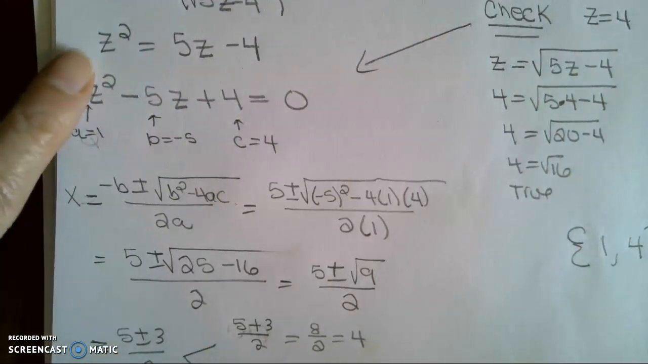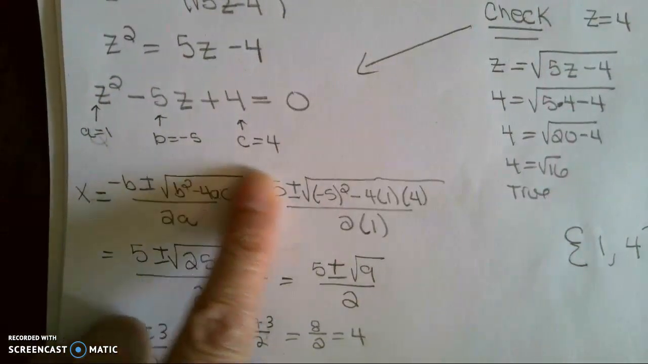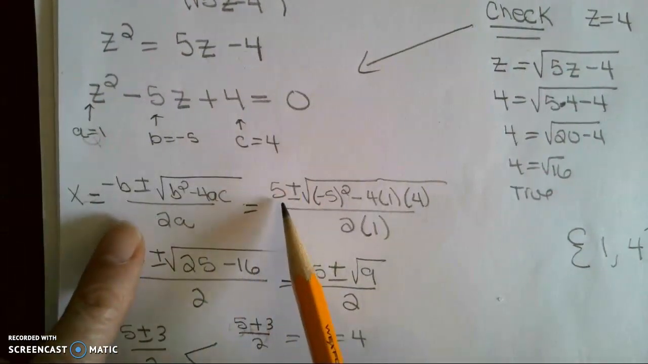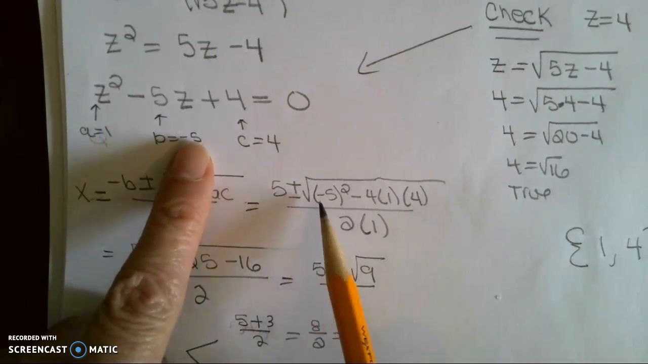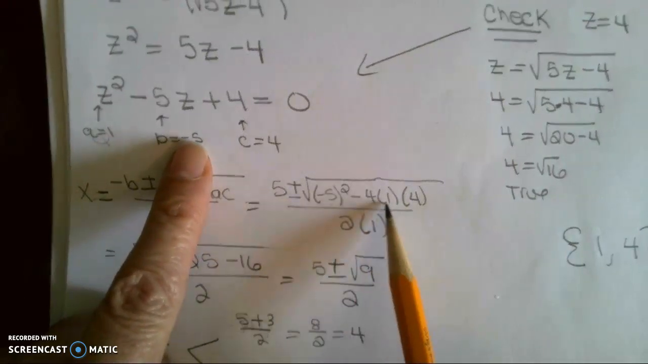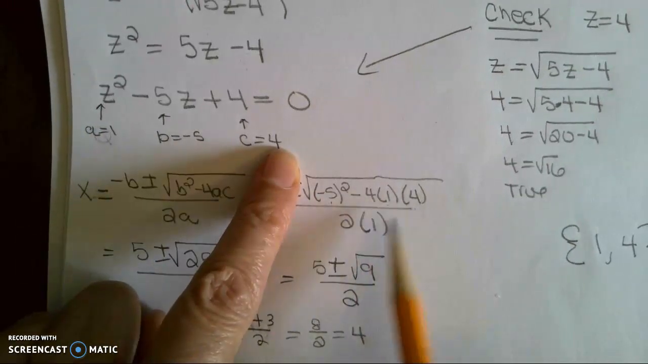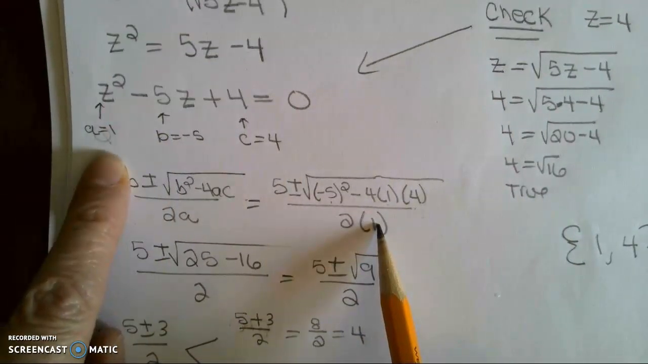So my a is 1, that's a 1z squared. My b is -5, and my c is 4. Okay, so it's negative b. So b is -5, so negative b would be 5. Plus or minus the square root of b squared minus 4 times a times c, all over 2 times a.